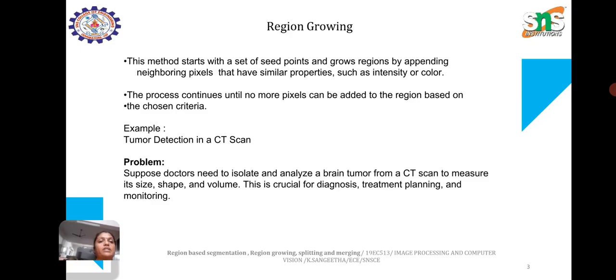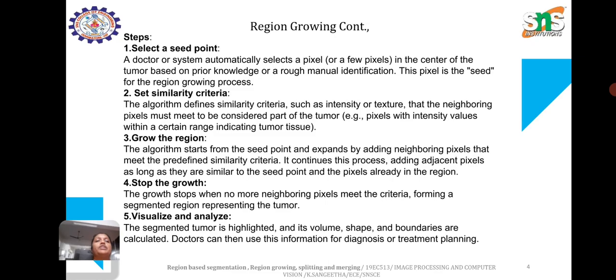Suppose the doctors need to isolate and analyze a brain tumor from a CT scan to measure its size, shape and volume. This is crucial for diagnosis, treatment planning and monitoring. So the basic steps for region growing are: first we have to select a seed point. A doctor or a system automatically selects a pixel in the center of the tumor based on prior knowledge or a rough manual identification. So this pixel is the seed for the region growing process.